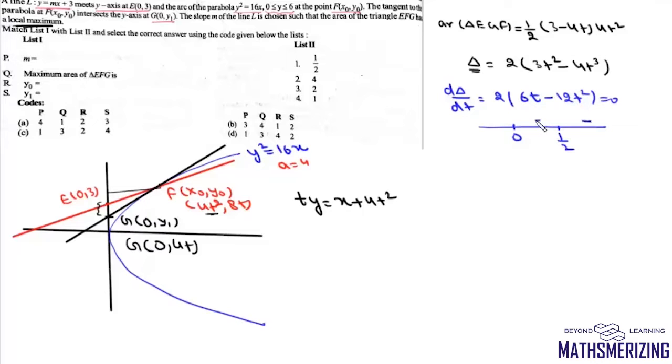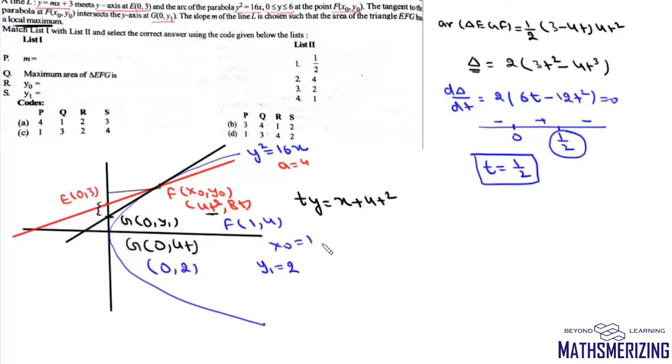So this is minus, plus, and minus. So we have a local maximum when the value of t is 1 by 2. So in this case, value of t should be 1 by 2. So what is the value of G? So G will be (0, 2). So that means y1 should be 2. Now what should be F? F is 4t square, which is 1, and then 8t, which is 4. So x0 is 1 and y0 is 4.